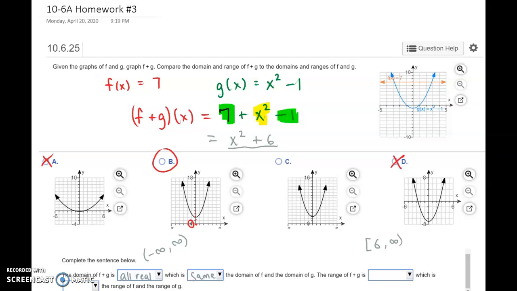And if I were doing it in inequality notation, I would say my y-coordinates have to be greater than or equal to 6. And the range is not the same. The range is different from the original functions. So when you make your choice for that domain and range question, while the domain stays the same, the domain will still be all real numbers, the range is going to change, because when you add them together, it's going to wind up being a shift of your graph, which will change your range. All right, I hope this helps for homework question number 3.